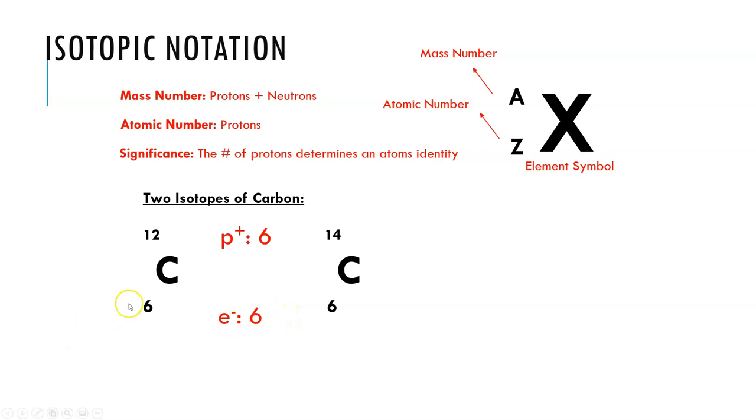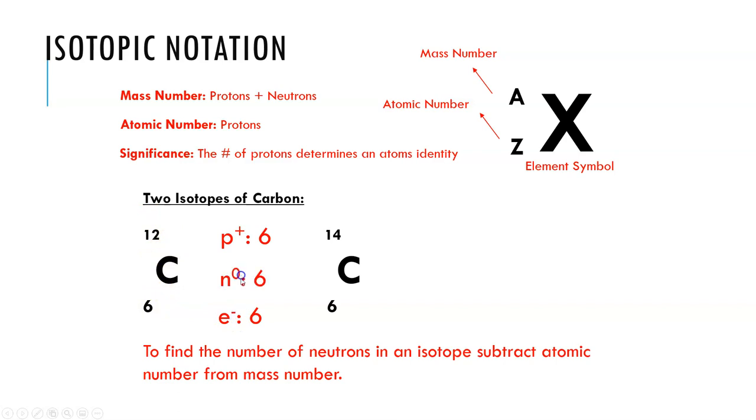Now, to get the number of neutrons, we have to look at the mass number. The mass number is the sum of protons and neutrons. In other words, it's the total number of subatomic particles in the nucleus of the atom. If 6 of those subatomic particles are protons, and there's 12 total, then 6 of them would have to be neutrons. So all you have to do to find the number of neutrons in an isotope is subtract the atomic number from the mass number.